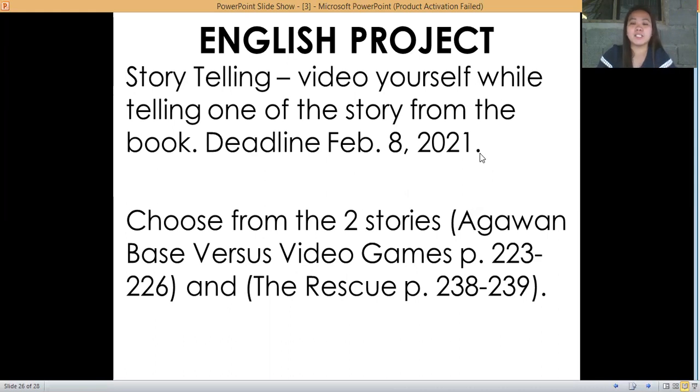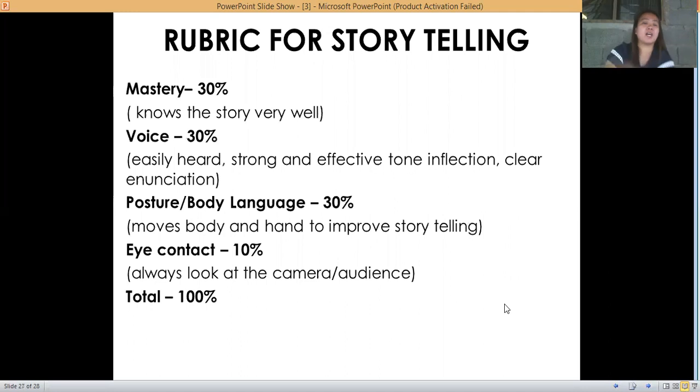So what are the stories? You're gonna choose from the two stories. Agawan Base versus Video Games on page 223 to 226, or The Rescue, page 238 to 239. You are going to read the story, analyze it, memorize it, and then you're gonna tell about it. You're gonna do the storytelling because it's your project.